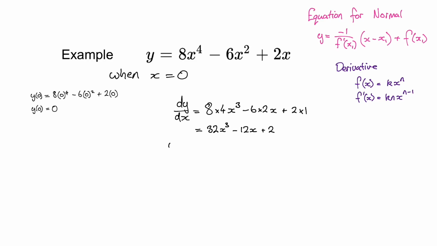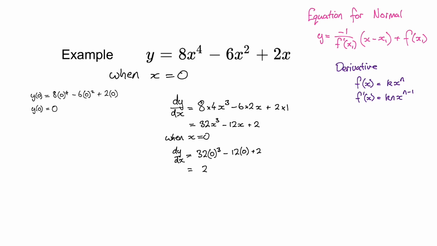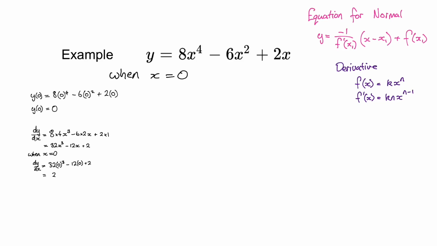Now we just need to solve this derivative when x is equal to 0. dy dx is going to be equal to, well, 32 times 0 cubed minus 12 times 0 plus 2 is going to be, well, 0 times anything is going to be 0. So our derivative is just going to be our last component plus 2, or just 2. So now we've got our derivative and our function value at that point.